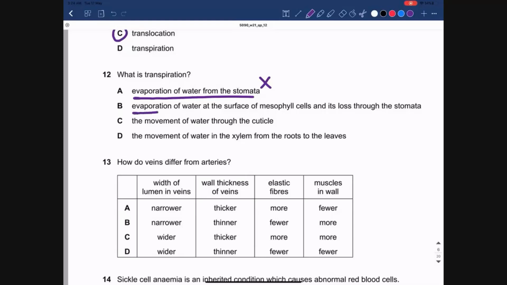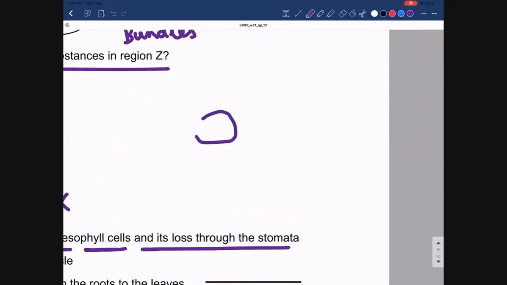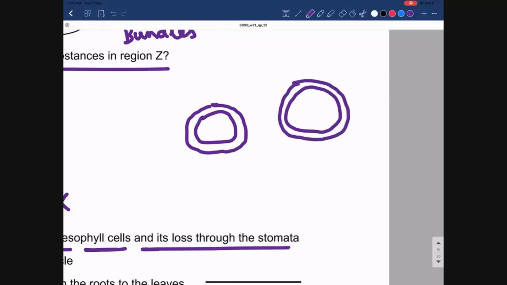Evaporation of water at the surface of the spongy mesophyll cells, and it's lost through the stomata. This is the right answer for transpiration. What happens during transpiration is that we have the mesophyll cells in the leaf, and just beneath them there are epidermal cells in the epidermis and also the guard cells.